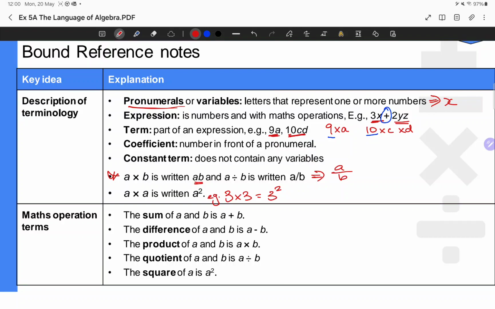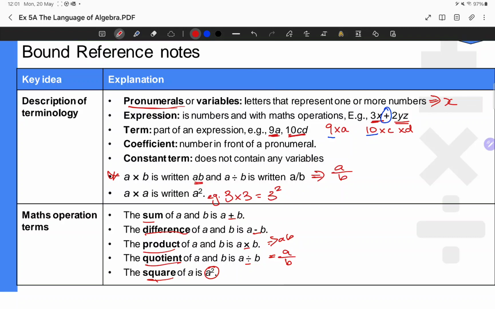Now the next theme here is the maths operation terms. You need to know that sum means it's going to be plus. Difference is going to be minus. So if you find the difference of something, it means minus that. If you have the product of something, you're going to times that. Quotient of something means you're going to divide it, so it's going to look like a over b. And then the square of something, of course, you're squaring that.